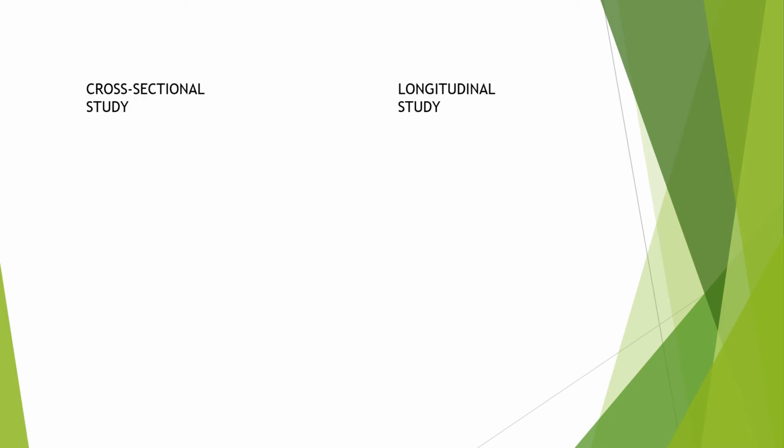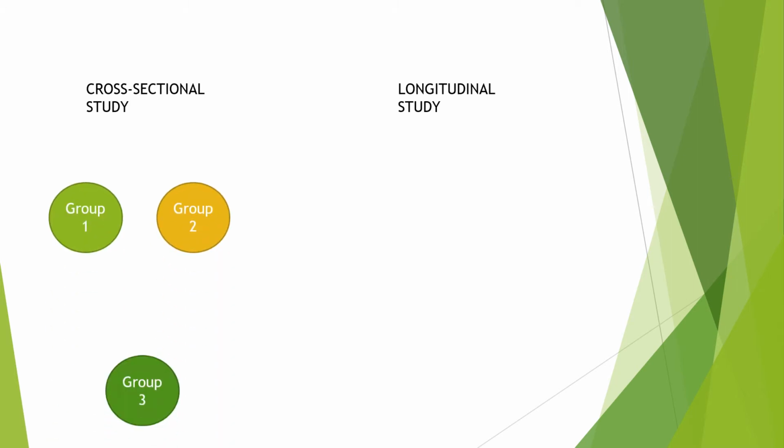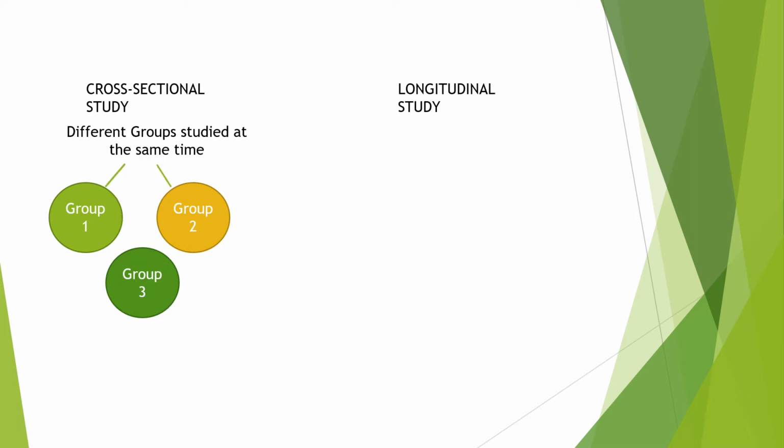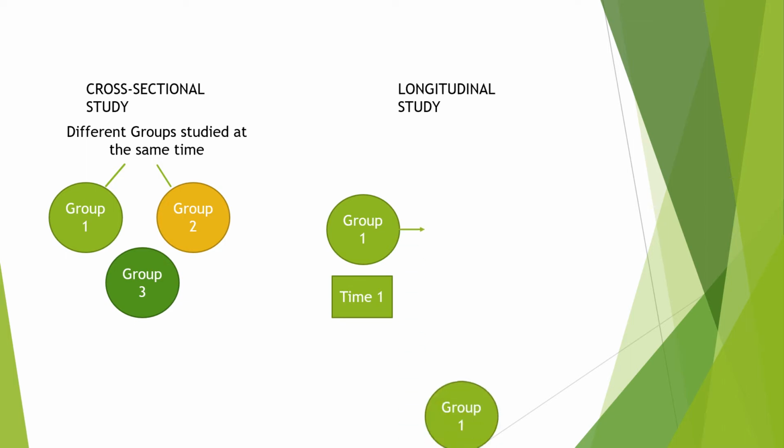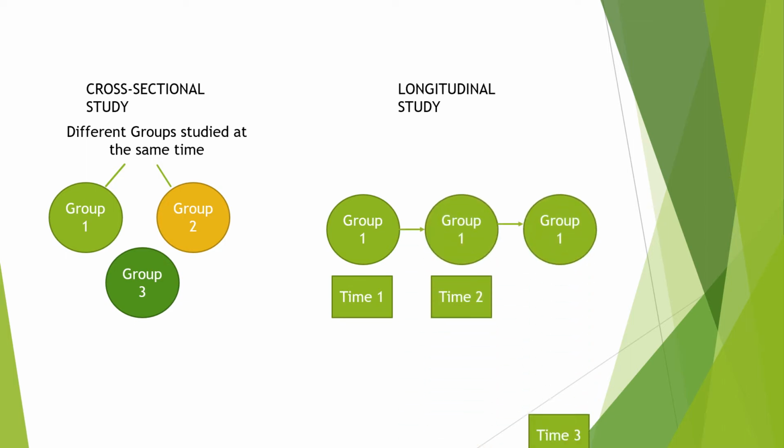Now let's understand the difference between longitudinal study and cross-sectional study. In a cross-sectional study, there are several groups like group 1, group 2, group 3, and these different groups are studied at the same time. But in a longitudinal study, there's only one group, but it is studied over a period of time.